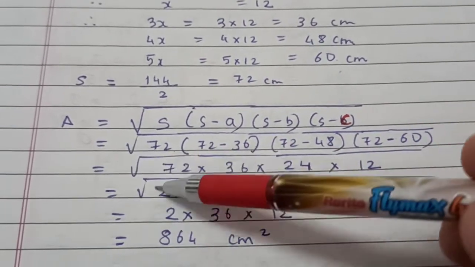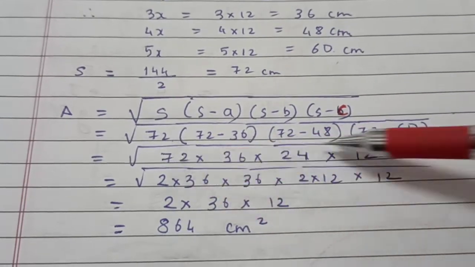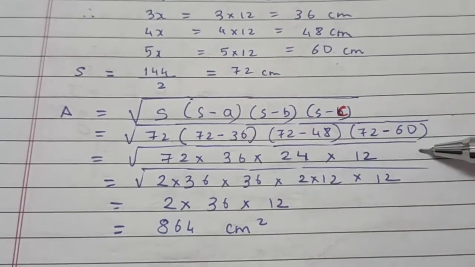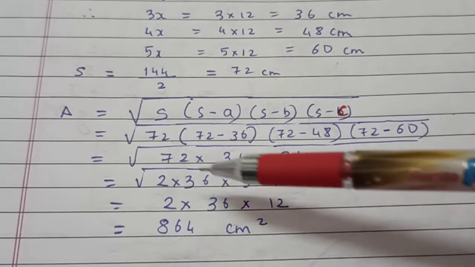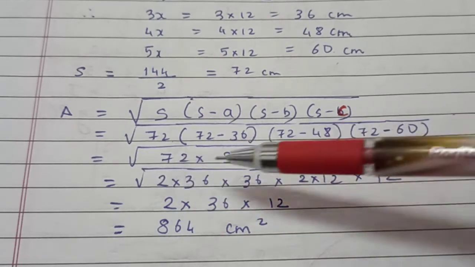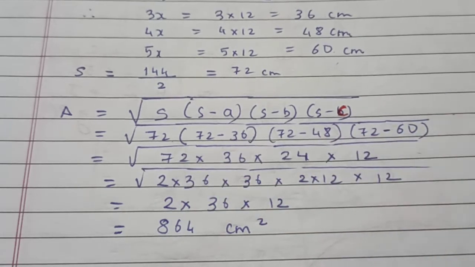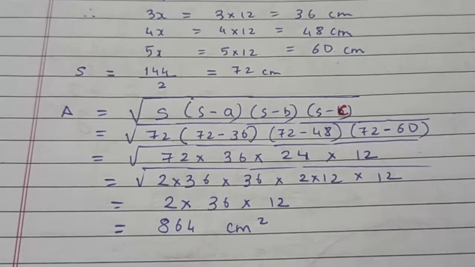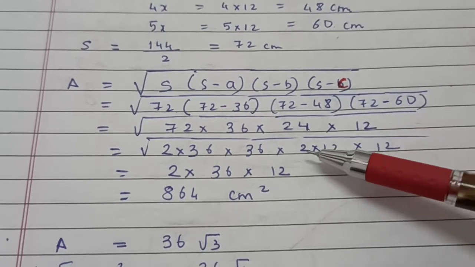Now we have to find the square root of this. No need to multiply this. You have to prime factorize it and take out pairs to find the square root. I'm not going to find the prime factors. I would do a shortcut method.